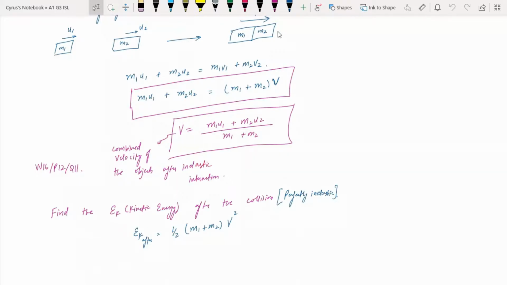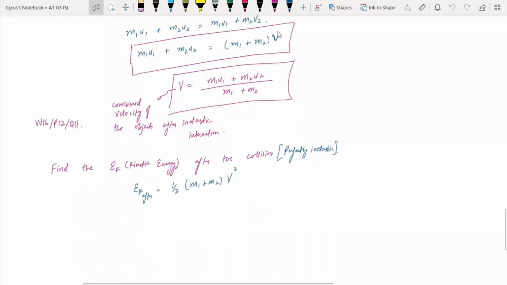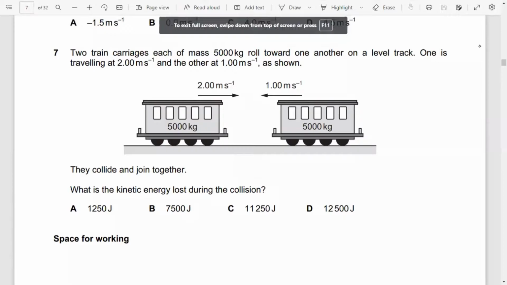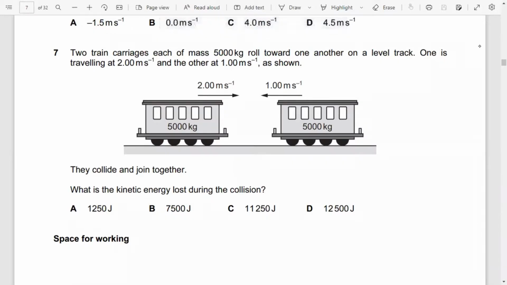इसमें एक और चीज ये है कि अगर आपसे वो पूछता है what is the loss in kinetic energy after the collision, तो उसमें आप क्या करेंगे? If they ask you the loss in kinetic energy, so we'll do a question for this first and then we'll proceed, right? You have two train carriages and their masses are 5,000 kilograms, right?